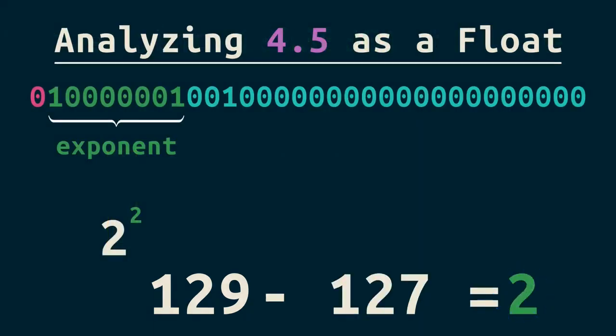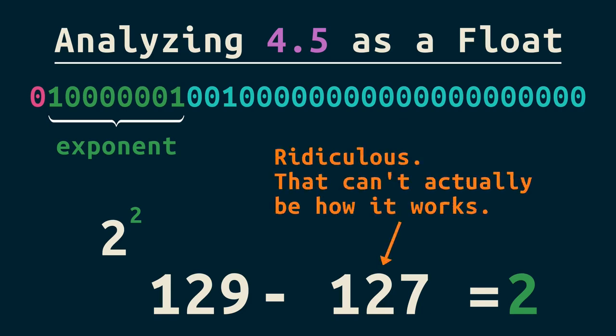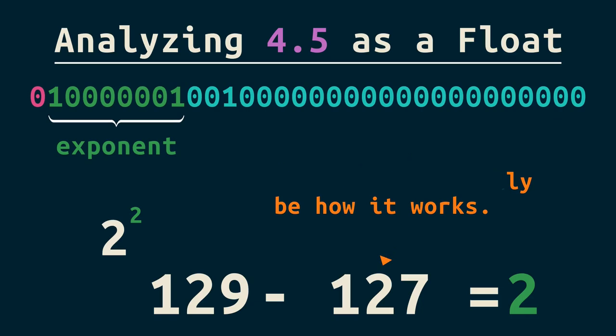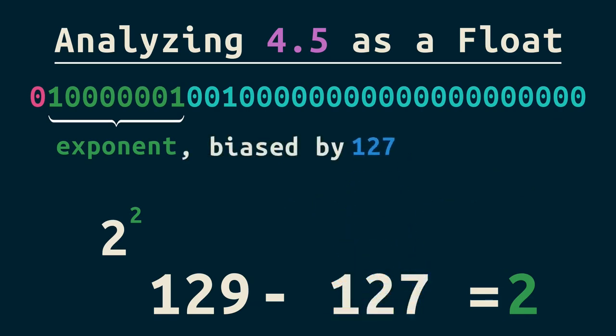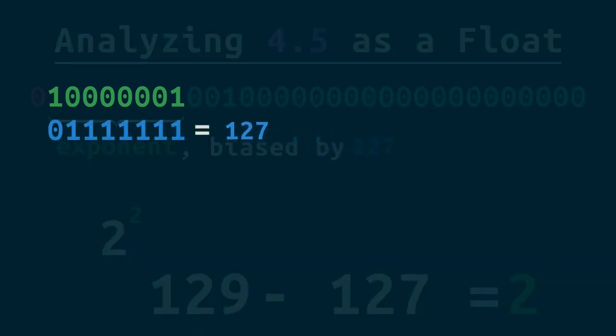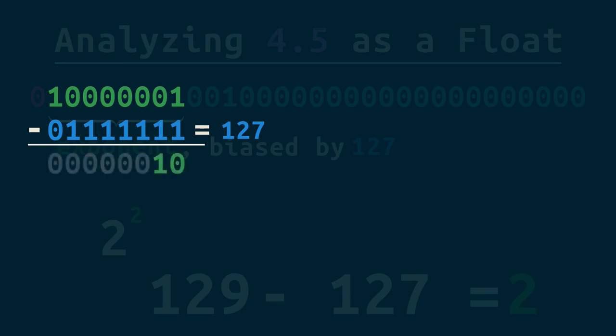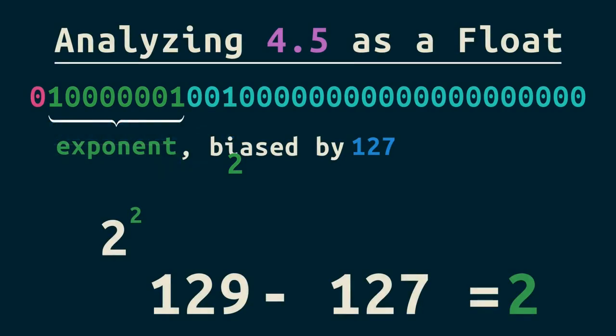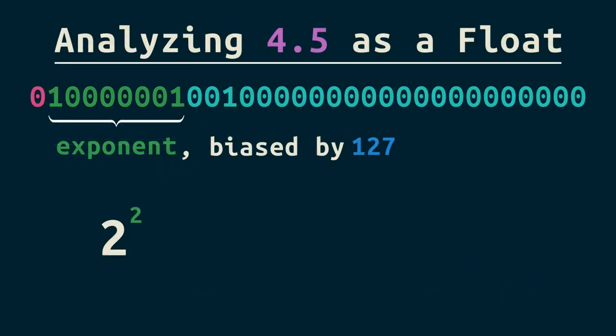Problem solved. Okay, but that's ridiculous. That can't actually be how it works. It is how it works. See, 127 is what we call the bias. Here it is in binary. We subtract this bias off to get the actual exponent. 10 here, which is 2. Nice, right? But we're not done yet.